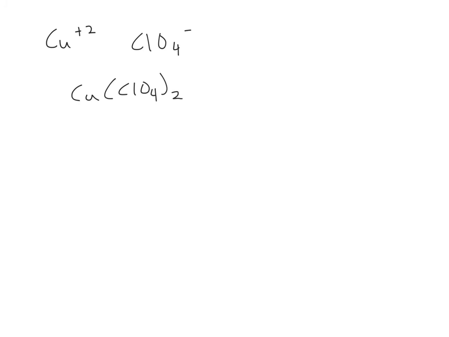Okay, so to name it, we name the monatomic cation first. So we name that copper. We check our periodic tables. Yes, it can have multiple charges, so we have to name what charge it is. It's going to have a +2 charge. And we're given that up there in the problem anyways. And then we name the polyatomic anion, perchlorate. So that first one is named copper(II) perchlorate.